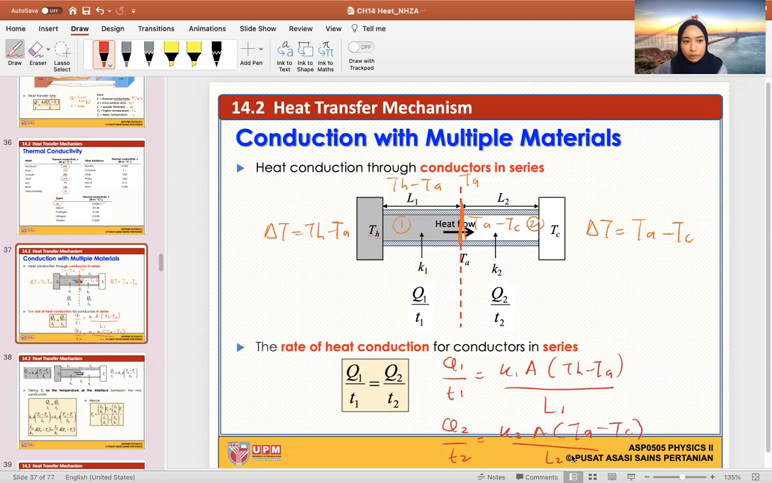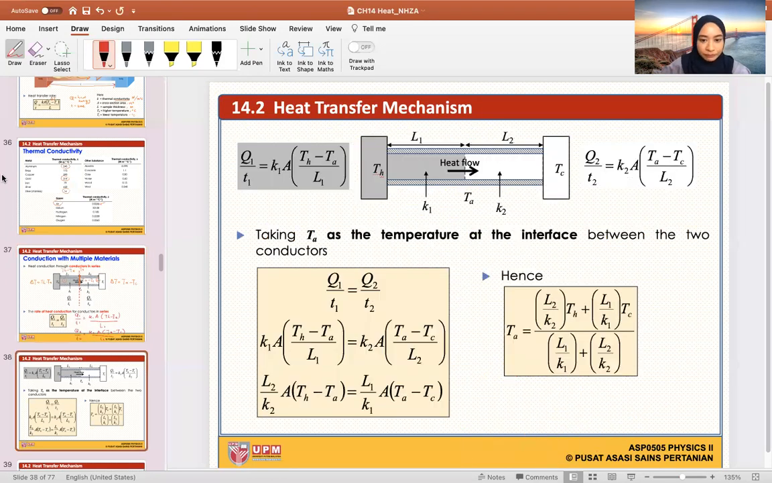Okay, is everyone okay with me so far? Is everyone okay with this? Yes. Okay, sorry tadi I'm really sorry, I forgot about TA. Okay, so TA, why is it important to know what TA is? TA ni adalah temperature in between those two material. It is the temperature at the junction. So sometimes they want to know, okay, what is the temperature at the junction between these two materials? Untuk engineering problems selalunya diorang nak tahulah. Okay, so that is why calculating TA is important.